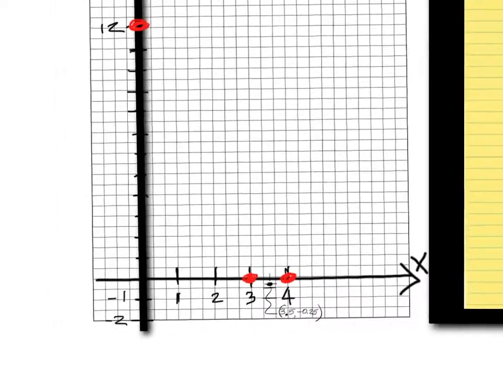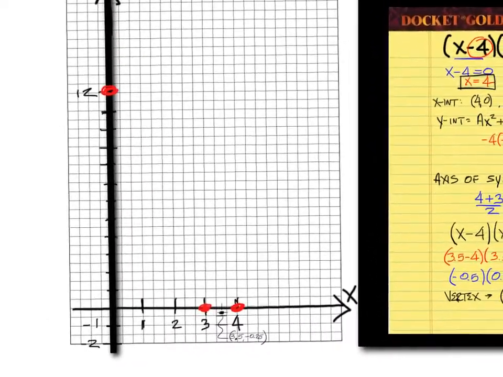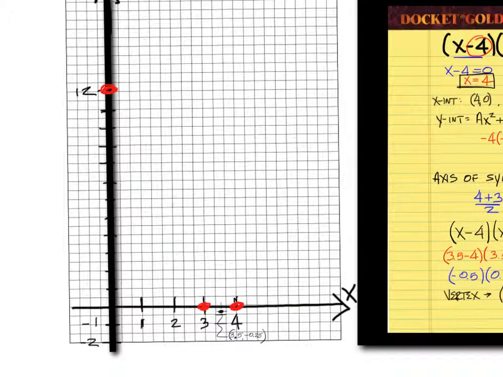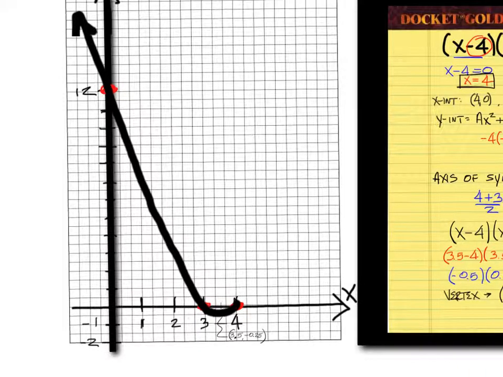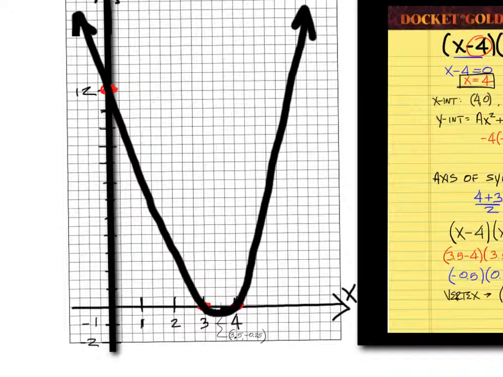The only thing left to do on this is to draw the graph. So I'll use a bigger marker. We'll go like that. It's got to go through and curve like that, and then it's got to match on that side as well. And there it is.